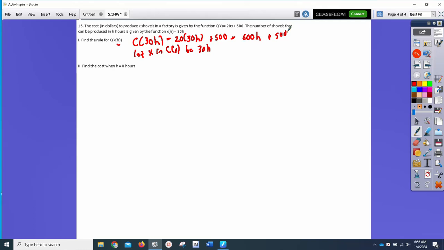That is the cost to produce x shovels. So find the cost when h is 8 hours. That'd be 600 times 8 plus 500, which is 3,500. No. Brain fart. 5,300, presumably dollars. There we go.